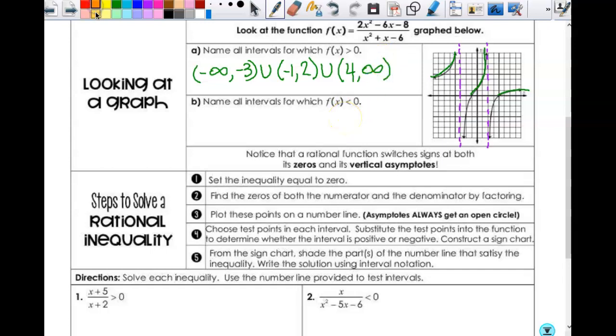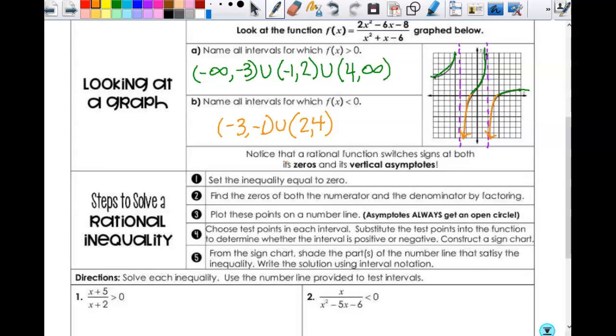So then I want it when f of x is less than 0, so it's less than 0 here. Those are my y values, and here. So that's from negative 3 to negative 1, and from 2 to 4. Okay. And again, if you snap them together, you have everything except your zeros and your asymptotes there. You're using both of them.